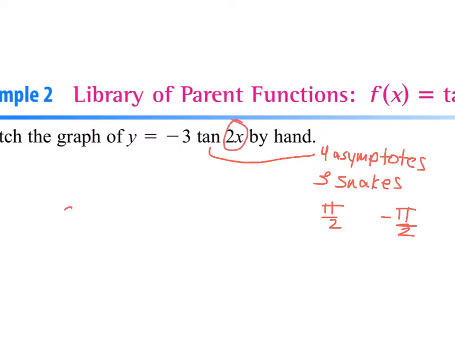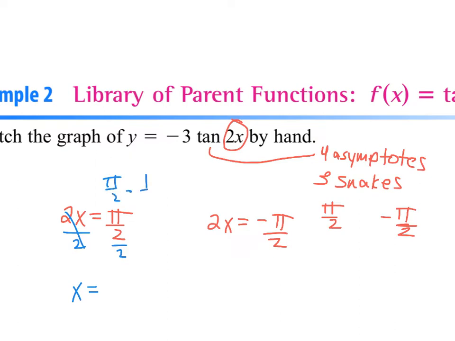So I'm going to say 2x equals pi over 2, and I'm going to say 2x equals what? Negative pi over 2. Everybody with me? Okay. So if I'm going to get x by itself, what would I do to both sides? Divide by 2, which is the same as multiplying by what? 1/2. So this really is pi over 2 times 1/2, which is positive pi over 4. Same thing on the other side, but it's going to be negative. Divide by 2, divide by 2. So I have x equals negative pi over 4.